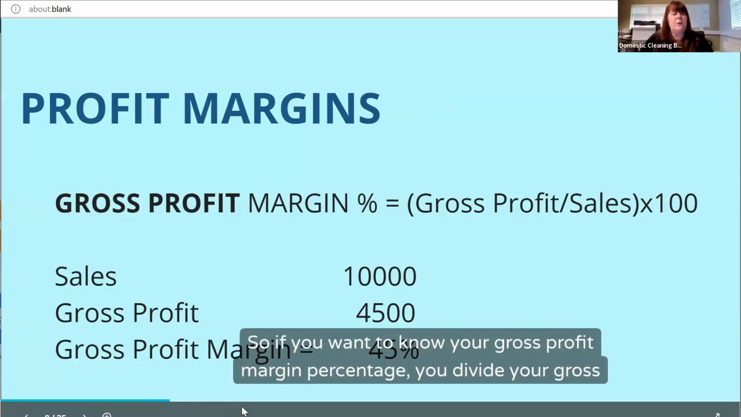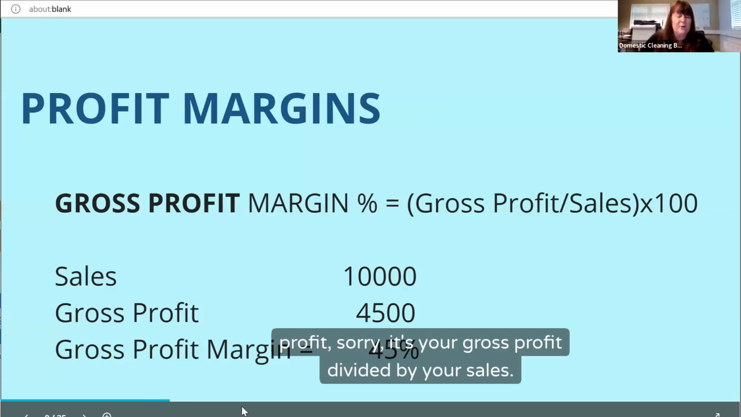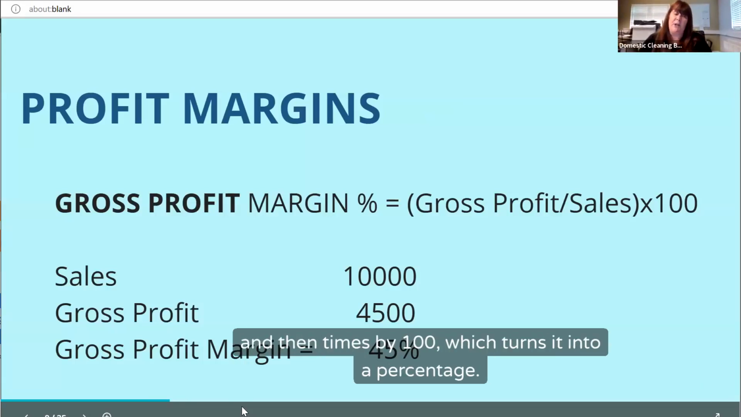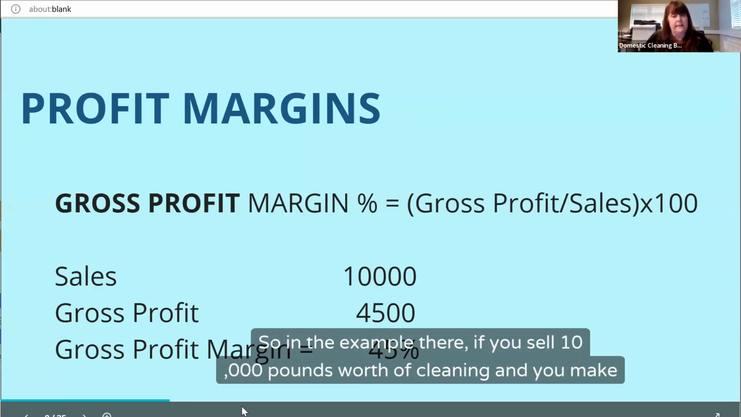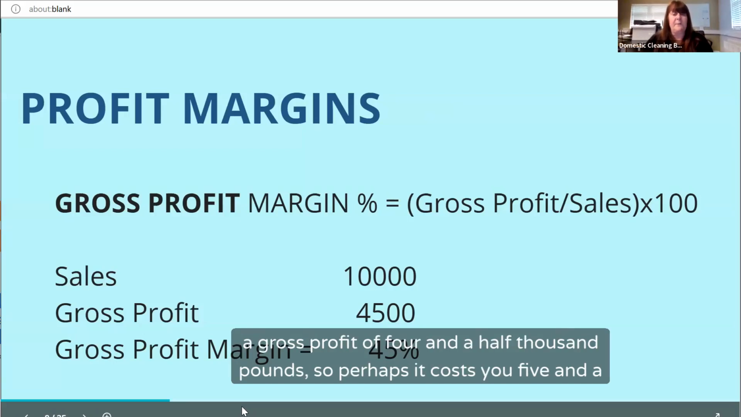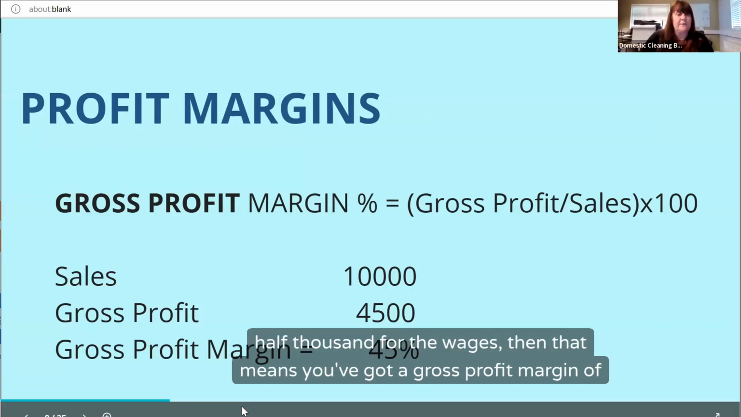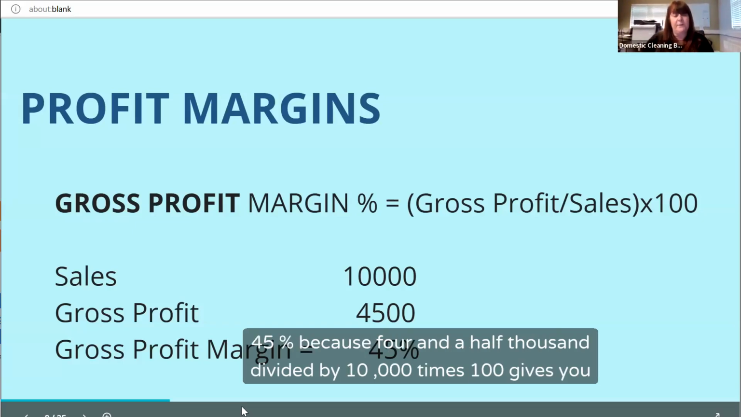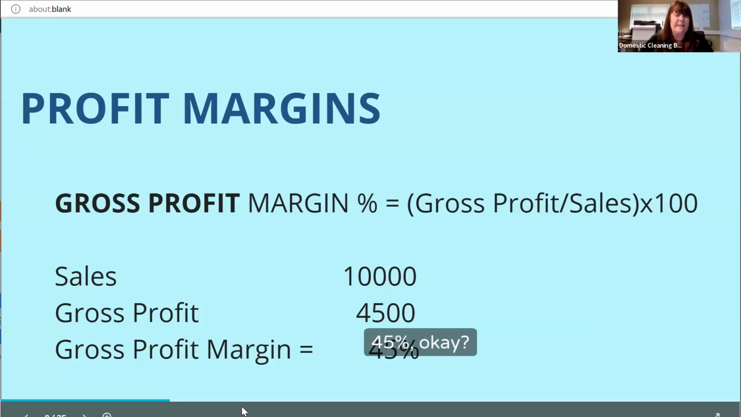So if you want to know your gross profit margin percentage, you divide your gross profit by your sales and then times by 100, which turns it into a percentage. So in the example there, if you sell £10,000 worth of cleaning and you make a gross profit of £4,500, so perhaps it costs you £5,500 for the wages, then that means you've got a gross profit margin of 45%, because 4,500 divided by 10,000 times 100 gives you 45%.